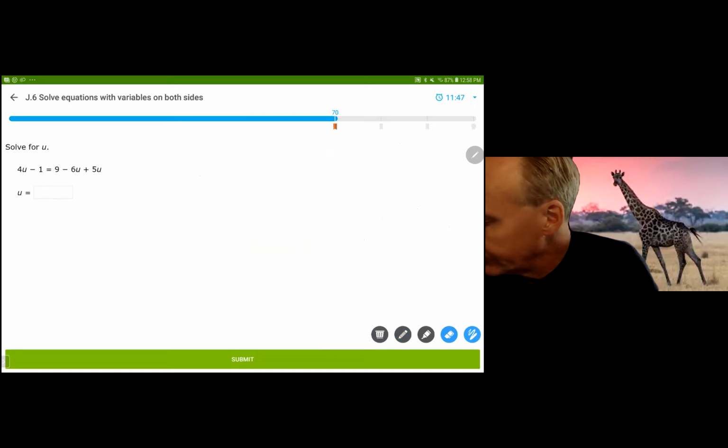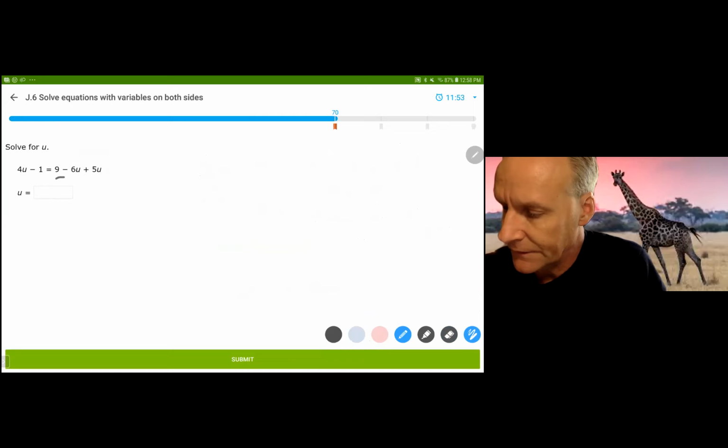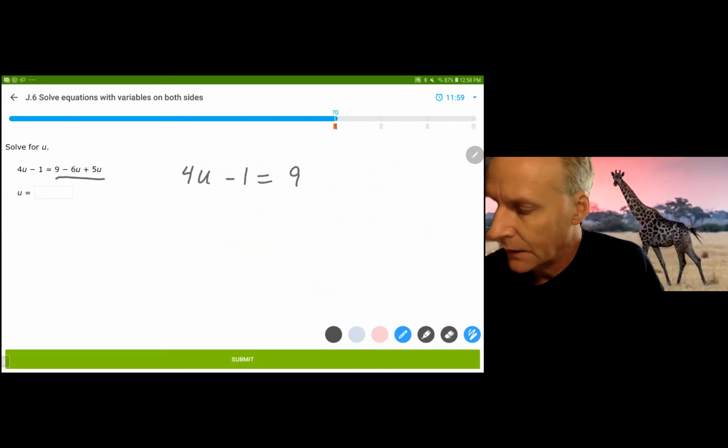Thing on there. All right. In this case, I'm going to go ahead and simplify this side. So I have 4u minus 1 is equal to 9 minus u. Negative 6u plus 5u is minus u. And then I'm going to add u to both sides.